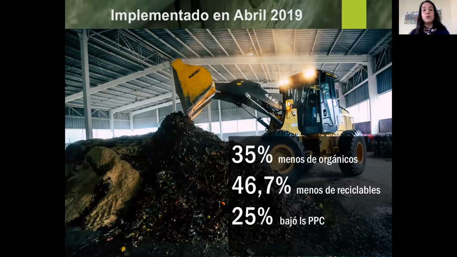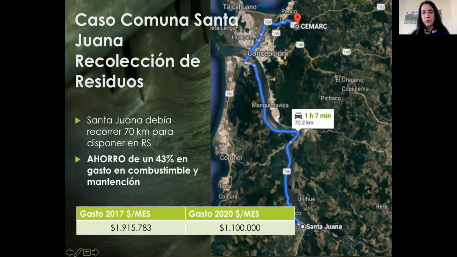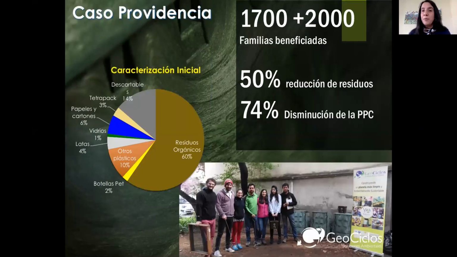The organic waste is collected separately, and there's 35% less organic waste and 46% less recyclable waste, and the per capita production of waste has come down by 25%. As to costs, we have saved 43% on fuel and maintenance expenses, and this is also included in the waste elimination or disposal amounts.